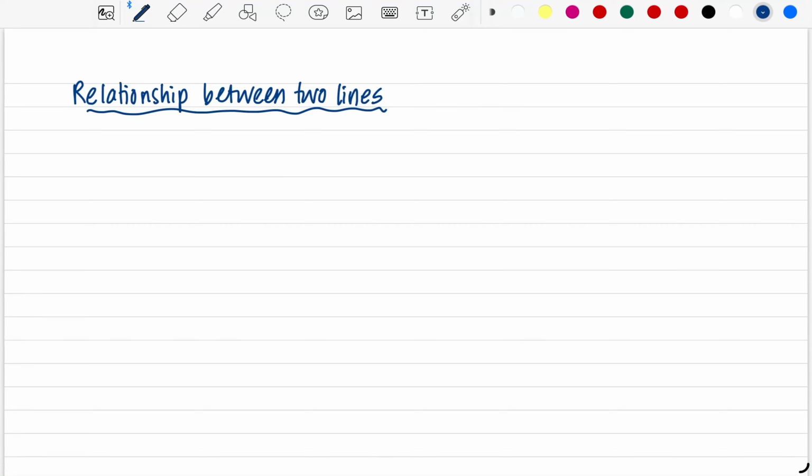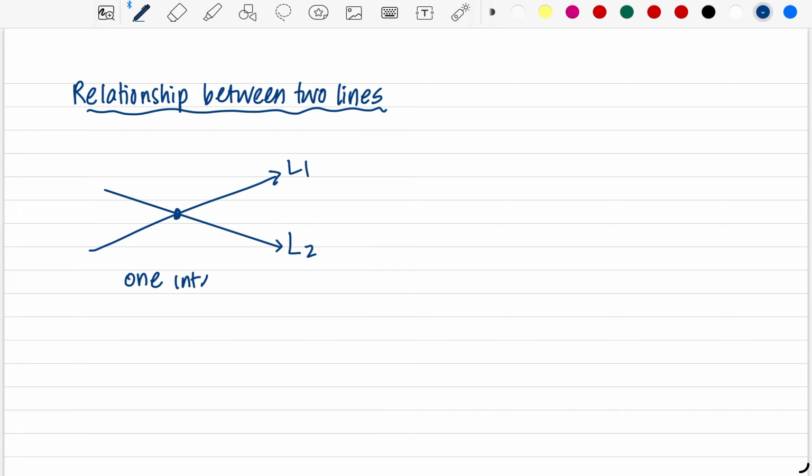So far, we have discussed equation of a line. Here we will be looking at relationship between two lines. We could have line 1, another line 2, and these two lines intersecting at a point.